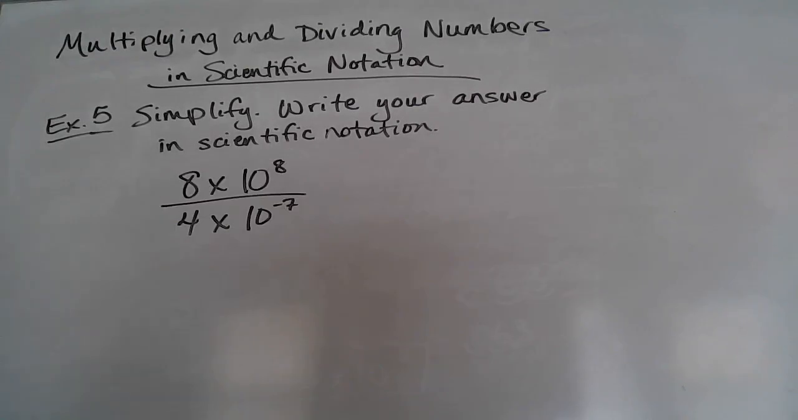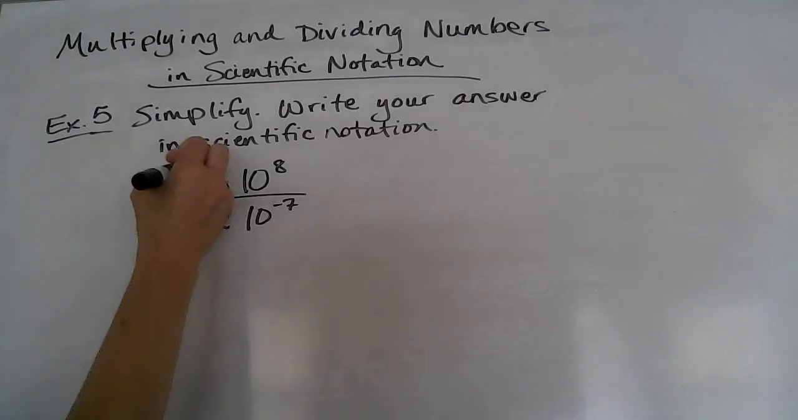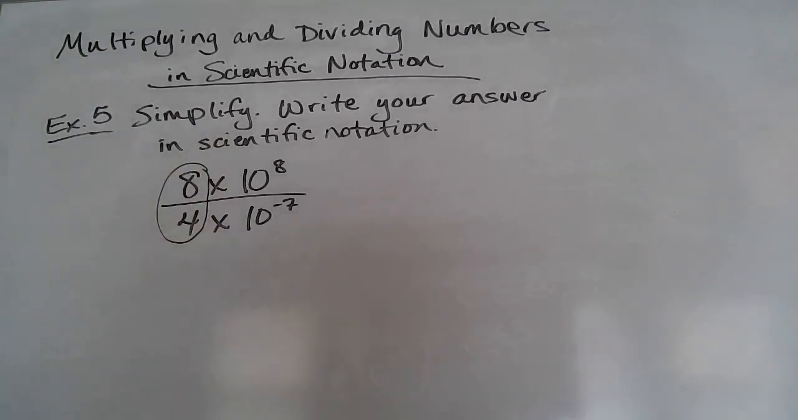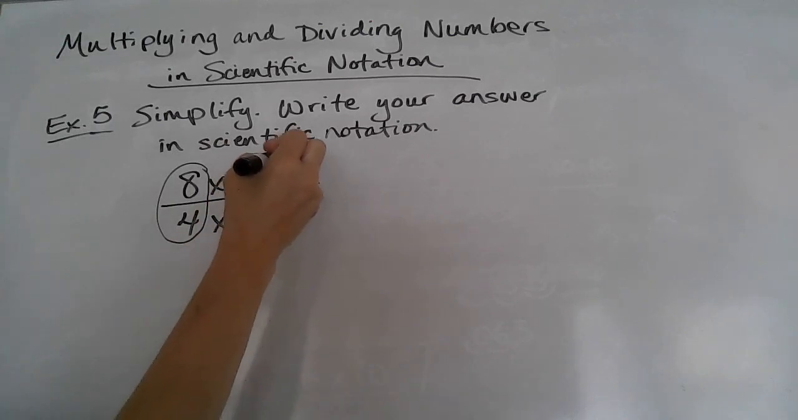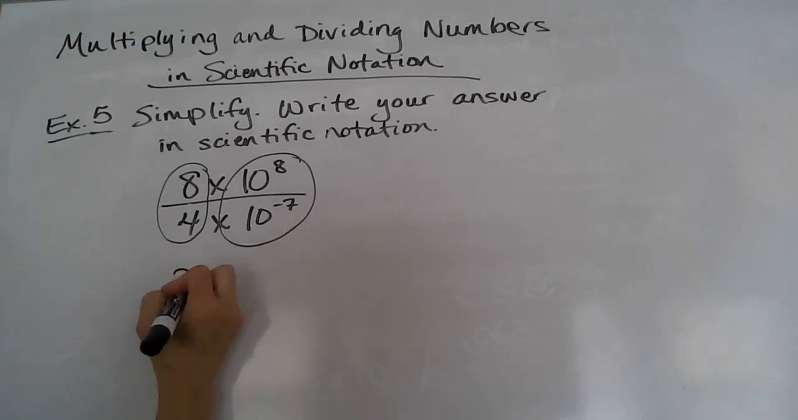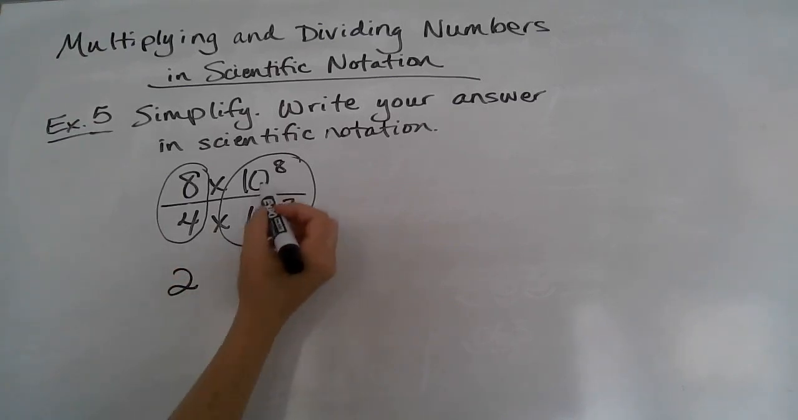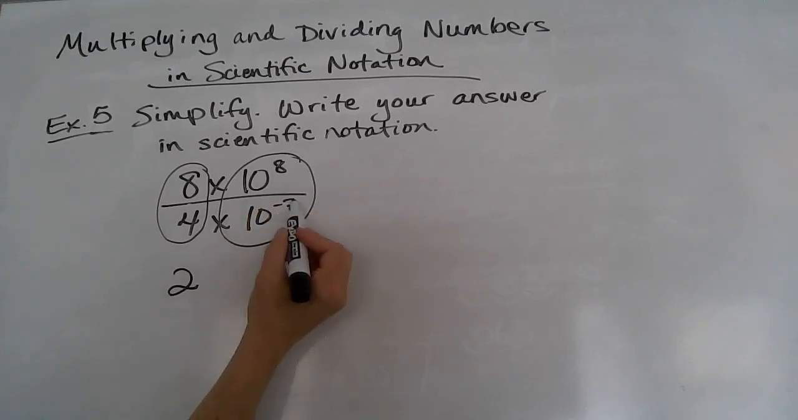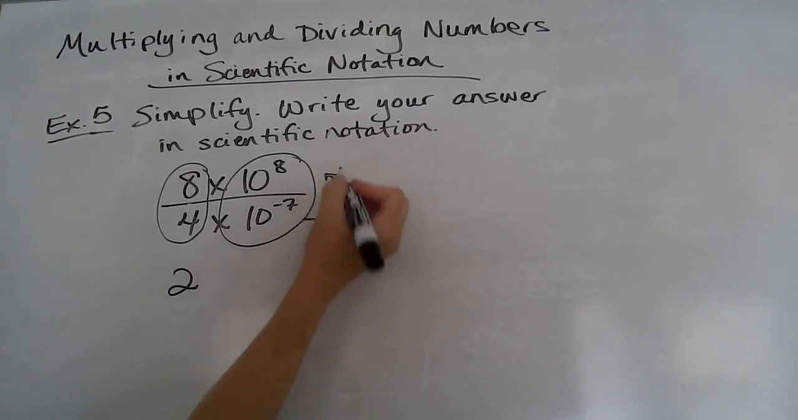All right, let's look at one that has some negative powers just to make sure that's all nice and clear for you. Similar setup. We need to focus on our numbers that have no powers separately from our powers of 10. 8 divided by 4 gives us 2. And here we have 10 to the 8th in the numerator, and we have 10 to the negative 7 in the denominator, which means it really belongs in the numerator.